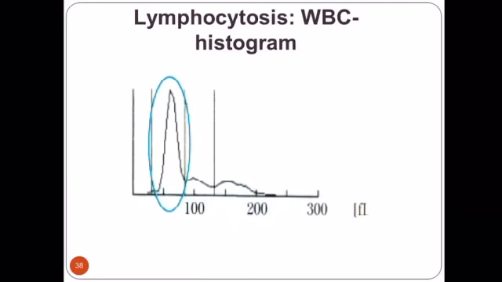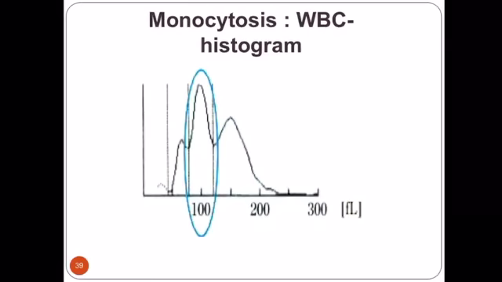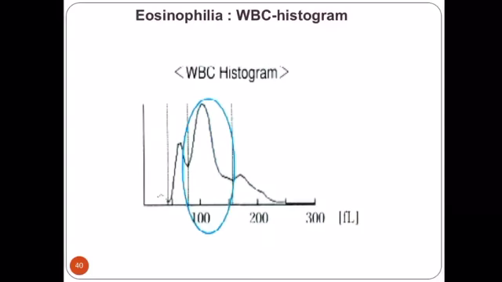In case of lymphocytosis, the lymphocyte peak is higher. In monocytosis, the middle peak is higher. But we have to confirm in a peripheral smear whether it is a monocyte, eosinophil or basophil, because the middle peak is there for all 3 cells. Eosinophilia, similarly, has a larger middle peak.